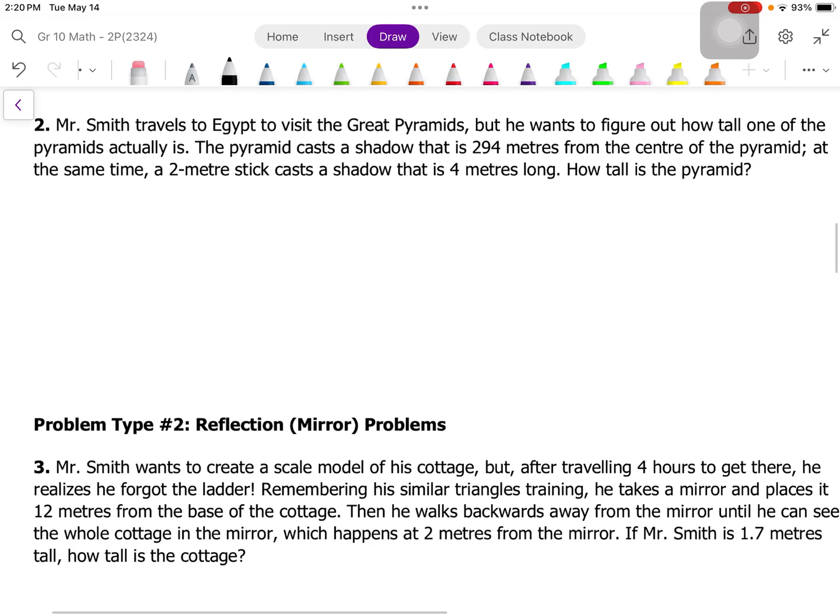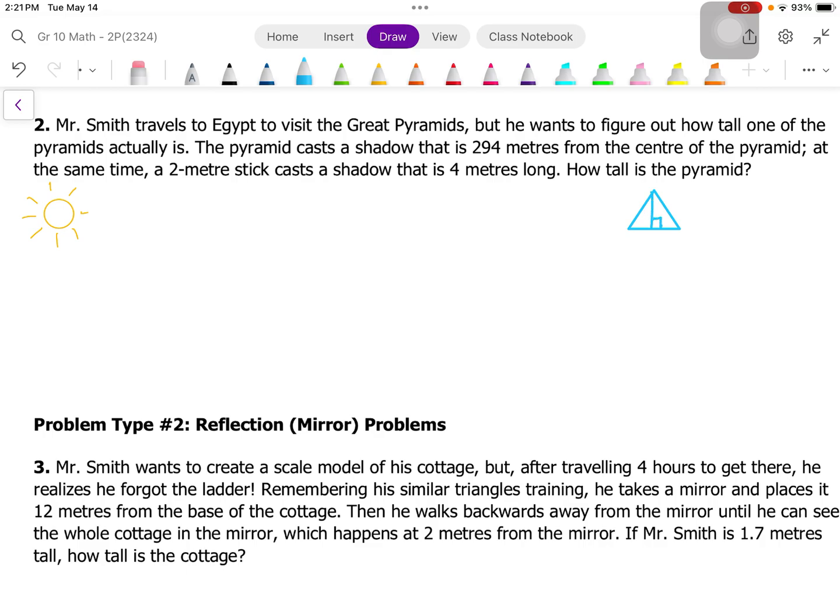So, Mr. Smith is traveling to Egypt. So we have another sun question. So he's going to visit the pyramids, and he wants to figure out how tall one of the pyramids actually is. So, although a pyramid has a certain shape like this, if we're looking from the side, that part doesn't matter to us. We're only going to be looking at this part of that triangle.